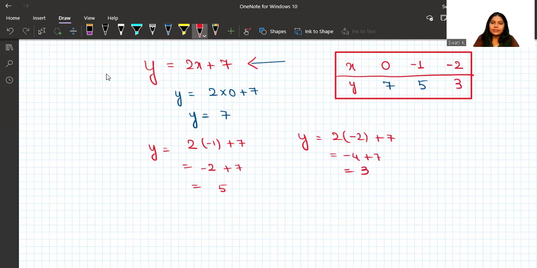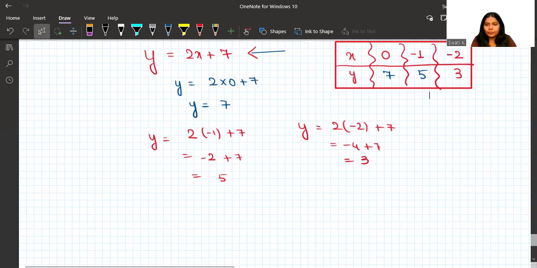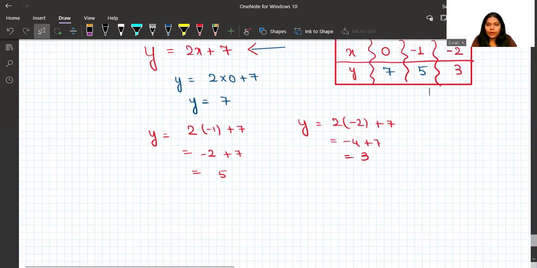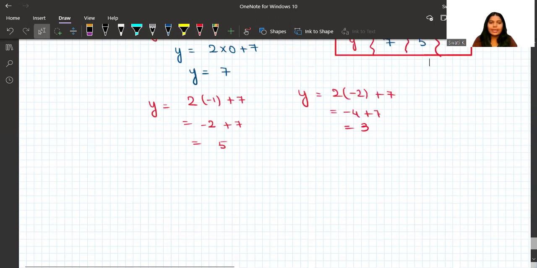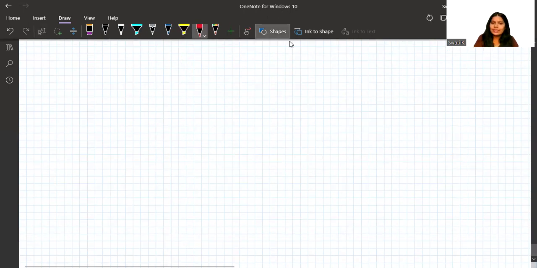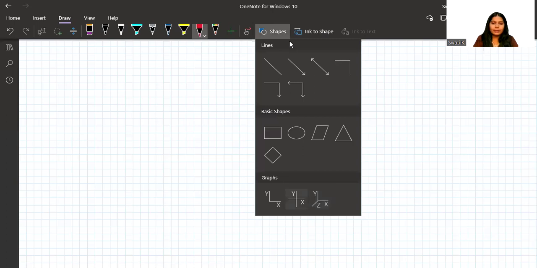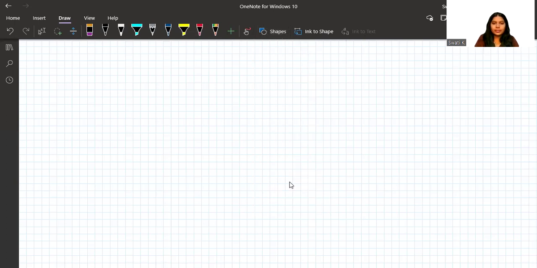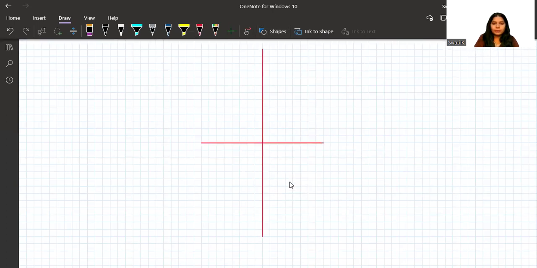And that's it. Now, this is going to play the major role in making our graph. I can say 70% done. So x equals 0 and y equals 7. First, I have to make the x-axis and the y-axis.